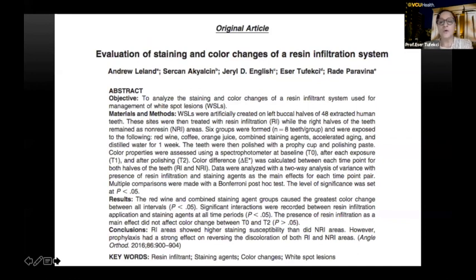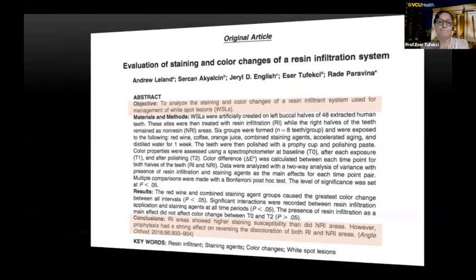What he noticed and reported was that, yes, indeed, the resin was getting stained quite easily. However, if you did prophylaxis, then just polishing was able to reverse the staining and bring the surface finish back to its original. So those were the results of his study.